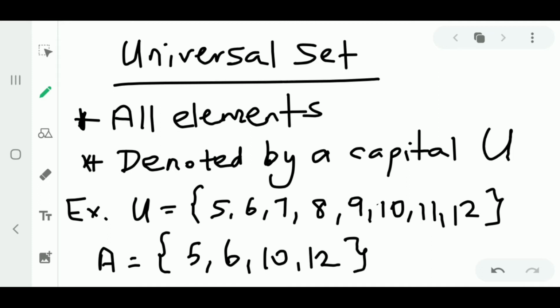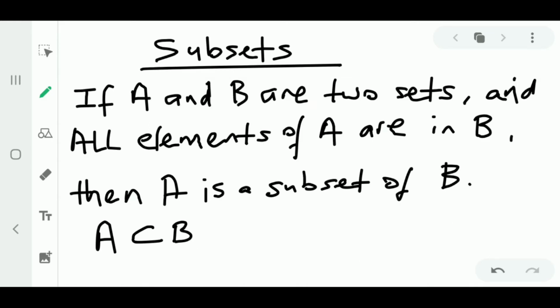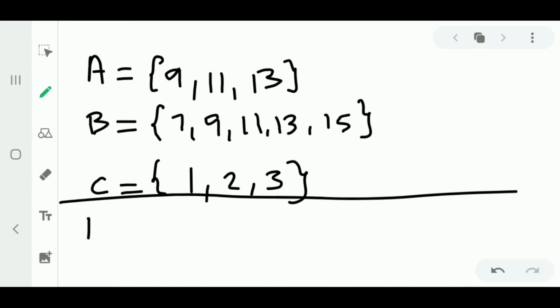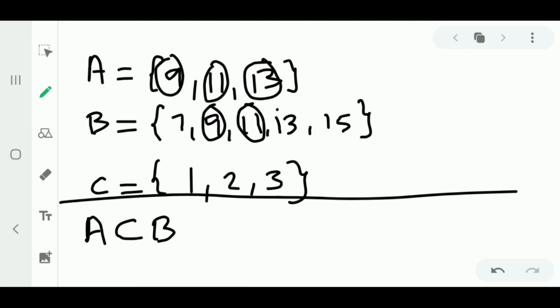So that's basically all there is to universal set. Subset. So if A and B are two sets and all elements of A are in B, then A is a subset of B. And we denote that by saying A ⊂ B. So let's say from this question here, we can see that A is a subset of B because all the elements in A are in B.